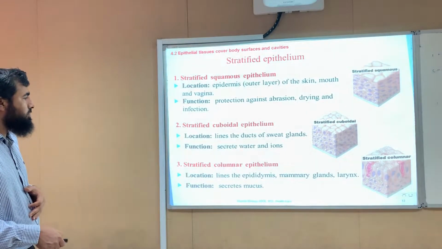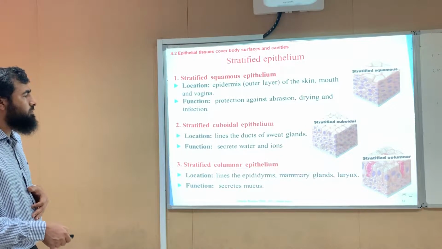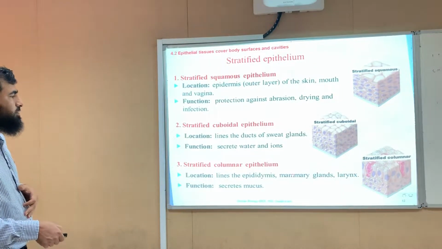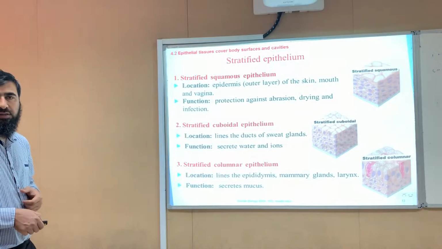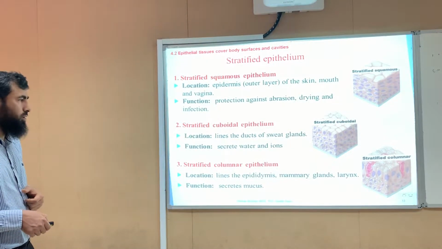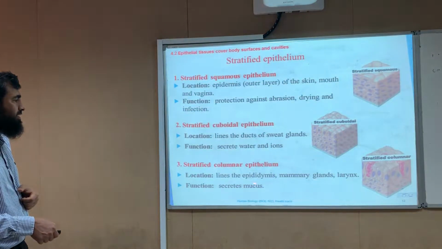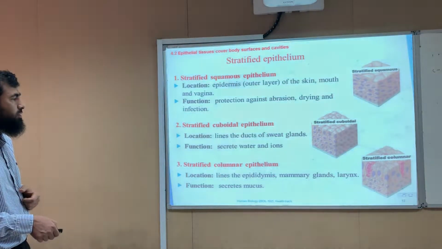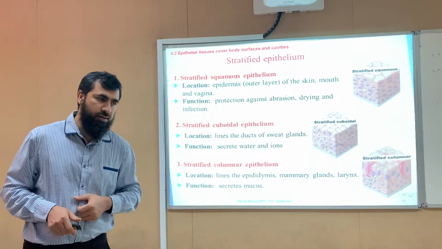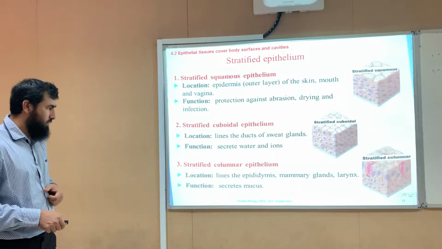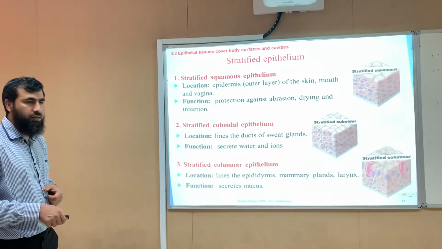So all of these tissues or glands, or I should say organs, are covered with this stratified columnar epithelium, and it says here they secrete mucus. So in these two cases, the larynx and epididymis, it secretes mucus. In this case it's actually making milk, okay, in the mammary glands.